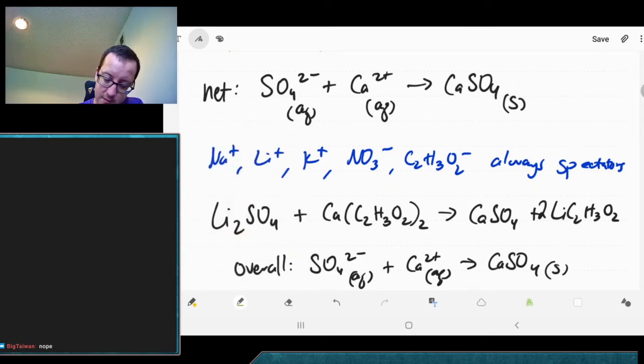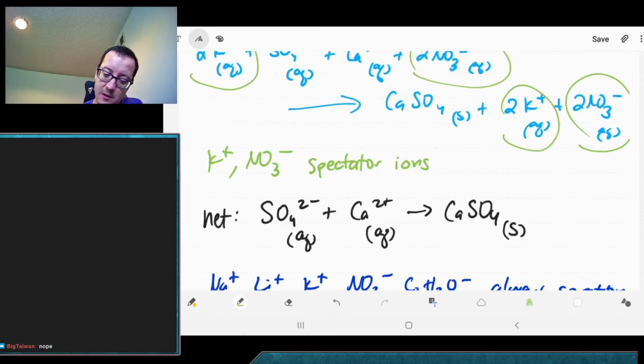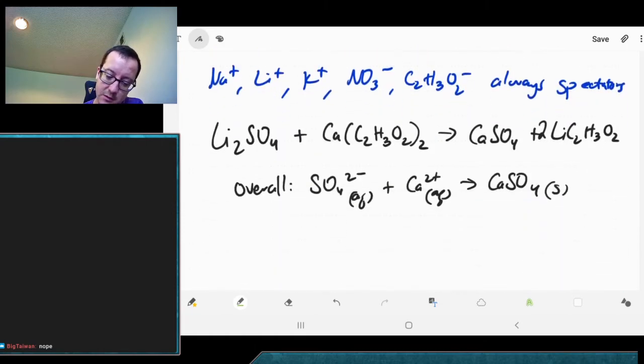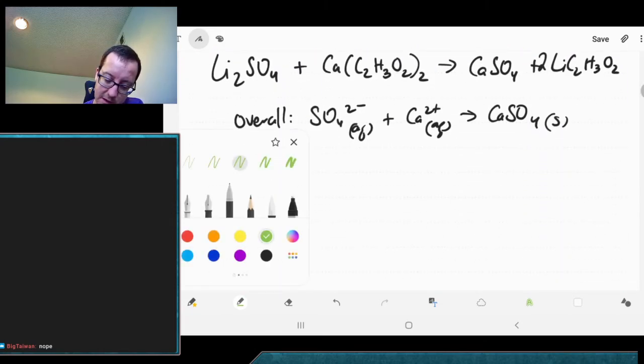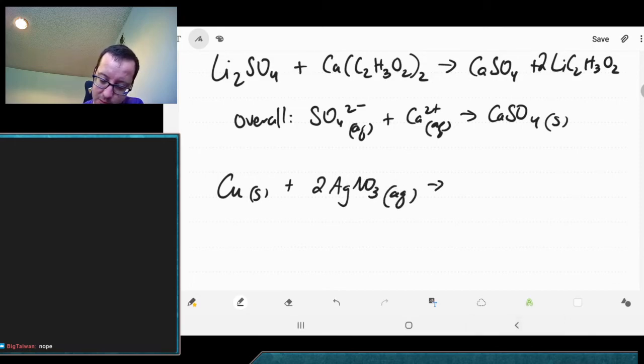We call these, as I said, net ionic equations, right? We're going to see that we have names for the other equations as well. But let's do another example first. Let's take a look at that, which one was it? We had the copper plus the silver nitrate that we did. Remember, it turned the solution blue.